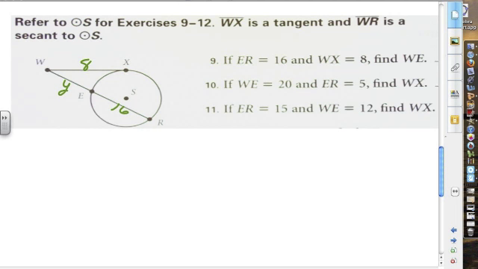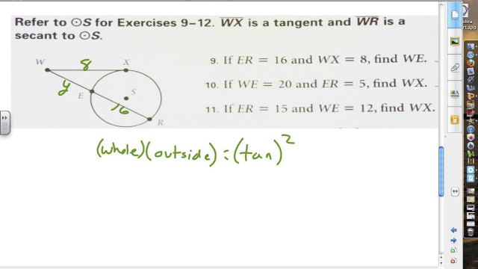Okay, how am I going to do that? I have a secant segment and a tangent segment. Hey, that's one of our theorems. It says if I take the whole secant segment times just the portion that's outside, that has to equal the tangent segment squared.